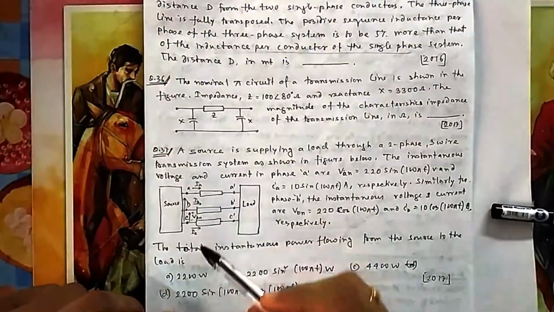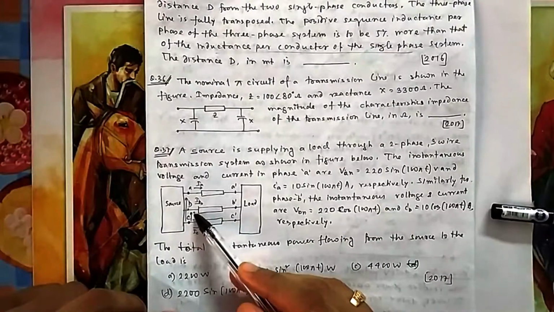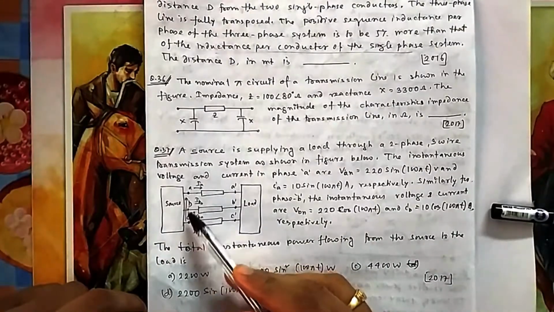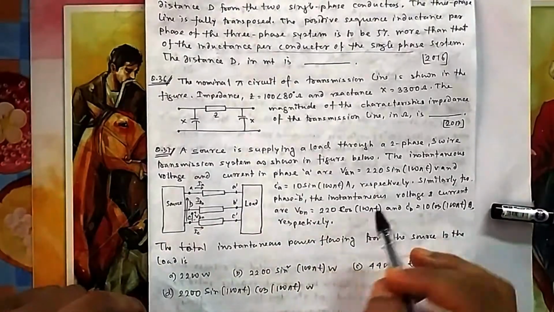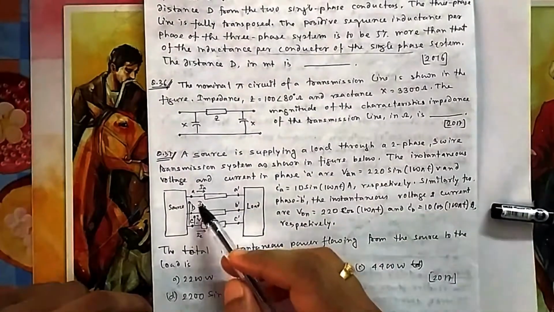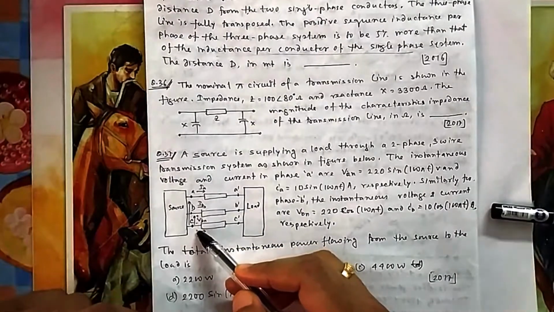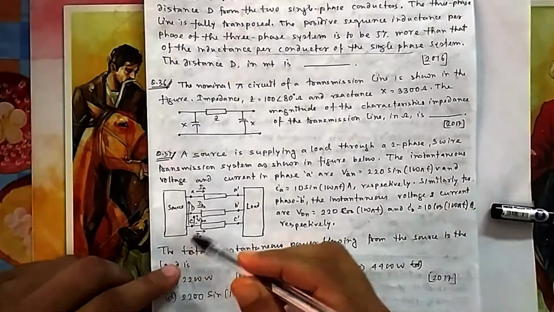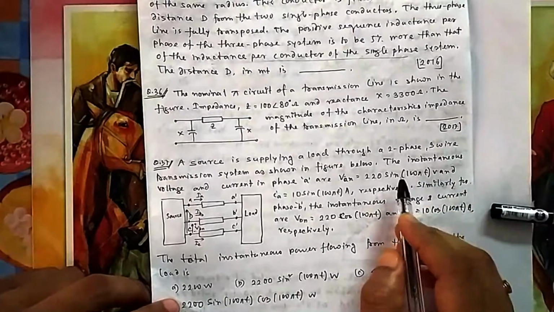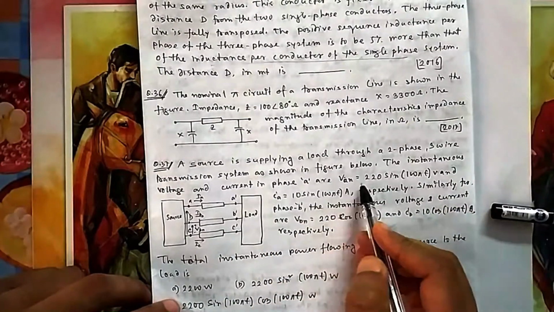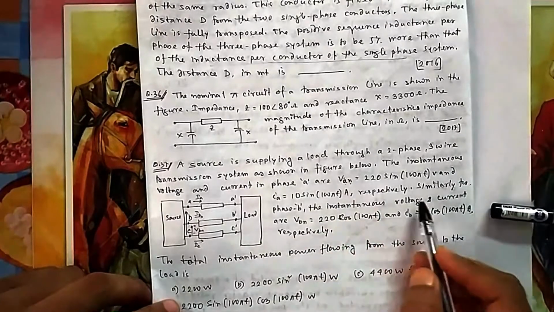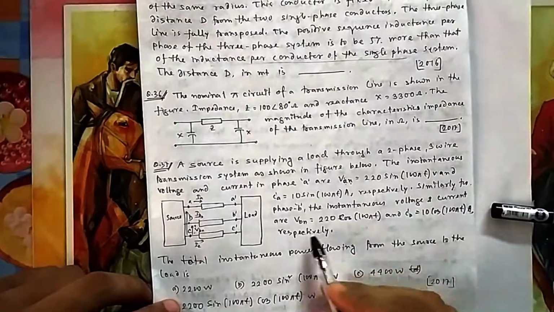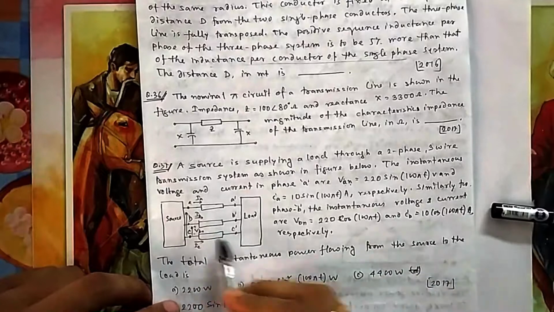Now if you come to 37, a source is supplying a load through a two-phase 3-wire transmission line. You can see C is the neutral, this voltage is with respect to C. This A is also with respect to C. So C is the return path, these two are the forward path. So two phase means A and B, and C is only acting as a return path, or the neutral you can say. The instantaneous voltage and current in phase A is given. This is per phase because A to neutral. Current i is given. Similarly phase B voltage is given, and phase B current is also given.